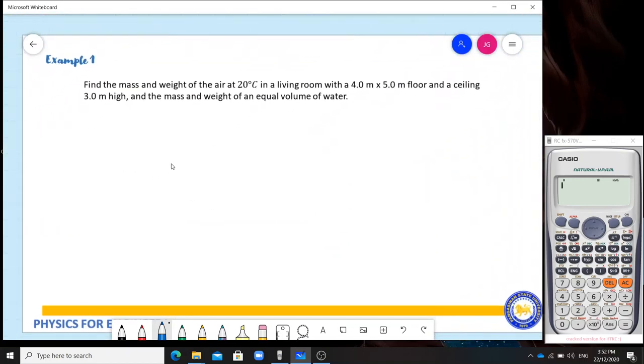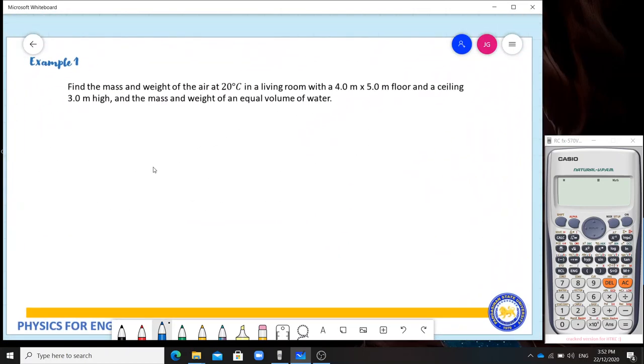So, ayan. Example number 1, find the mass and weight of the air at 20 degrees Celsius in a living room with a 4 by 5 meter floor and a ceiling of 3 meter high. Okay. And the mass and weight of an equal volume of water. So, meron tayong density is mass over volume. At ang hinahanap natin dito is mass. Meron tayong given na volume that is 4 by 5 by 3. Okay. Ang density ng air at 20 degrees Celsius is 1.20 kilogram per meter cube. Okay, so meron din tayong given na density.